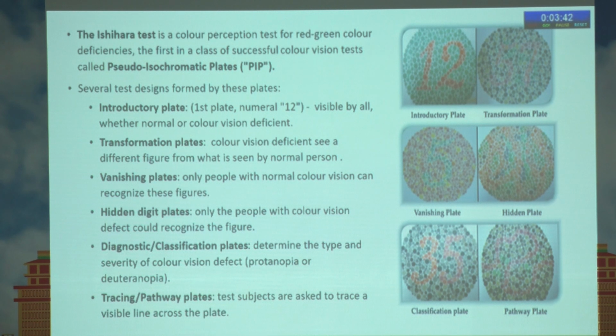recognize these figures; hidden digit plates, where only people with a color vision defect can recognize these figures; diagnostic or classification plates, which determine the type and severity of color vision defect; and tracing or pathway plates, where the subject traces a visible line across the plate.